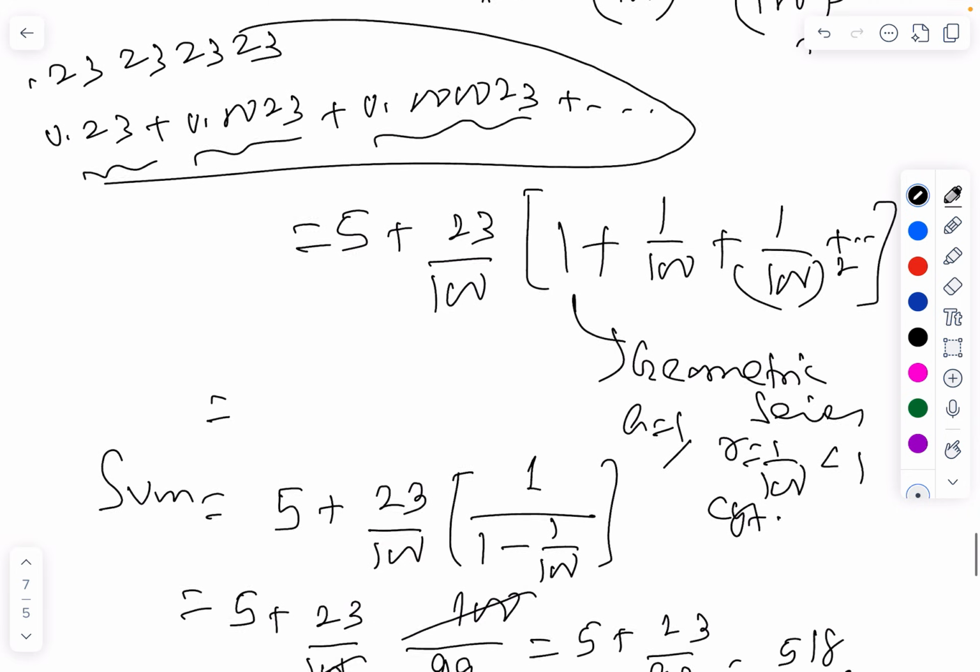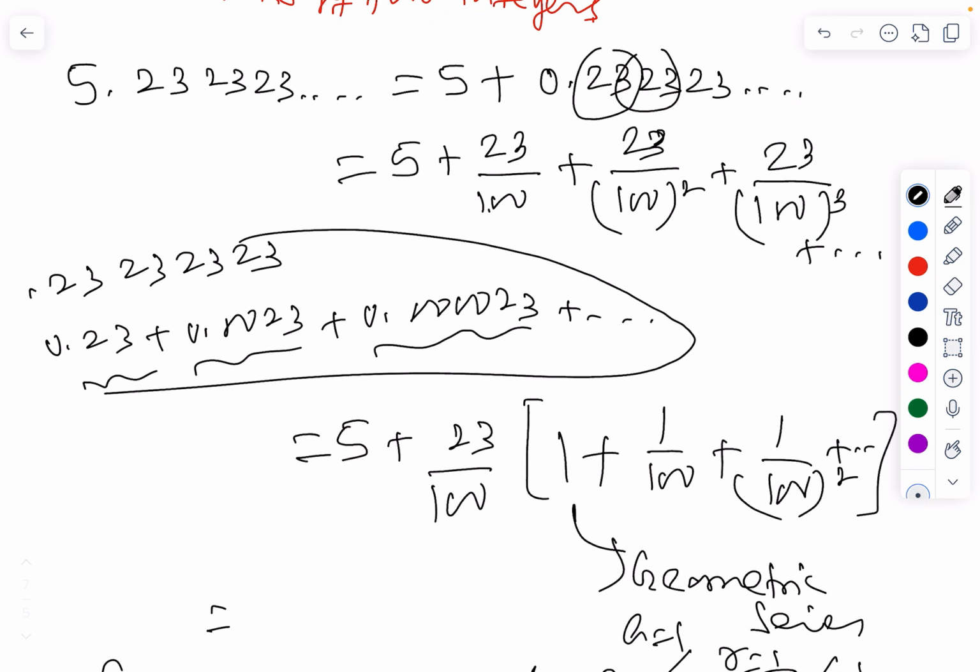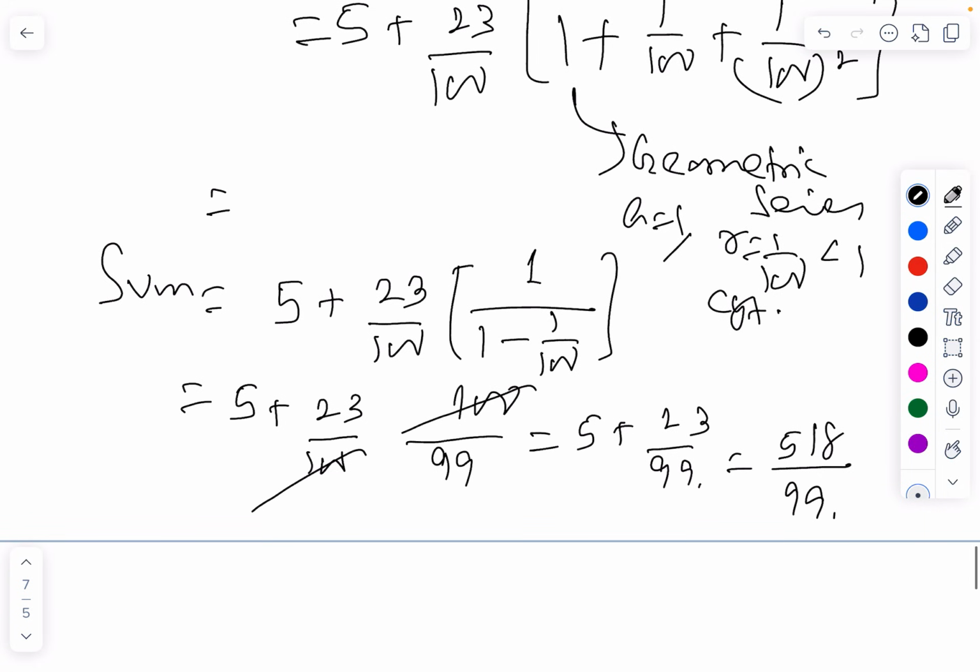So 5.23232323 is nothing but 518 divided by 99.